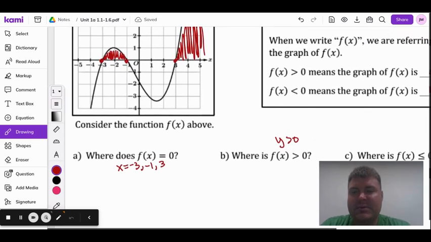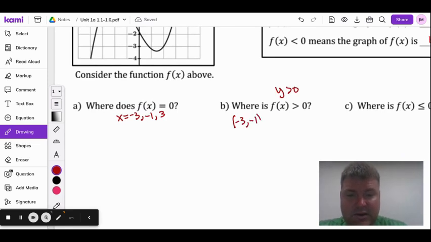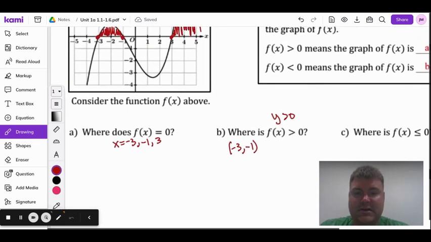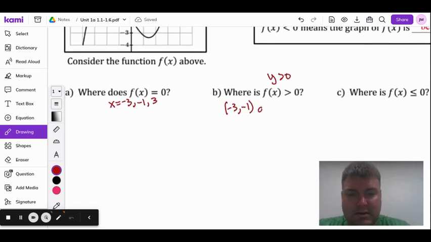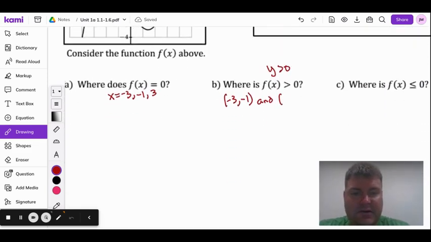It looks like I can be between -3 and -1, so I'm going to go between -3 and -1. These are the open parentheses. And we're going to be from 3 forever, so we're going to go from 3 to infinity. By the way, infinity and negative infinity always have the open parentheses. Always. You can never equal negative or positive infinity.